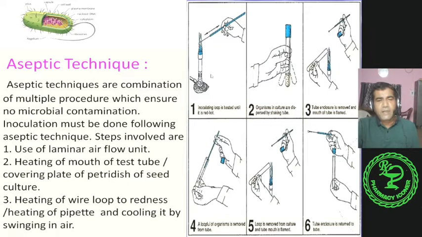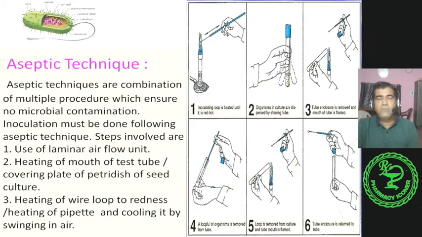For all these transfer techniques, we must follow the aseptic technique. So this is a brief discussion about the aseptic technique. First, the nichrome wire loop is heated. If you heat it to redness, it will become red. After heating, it is swung in the air. So what will happen? It will cool down.